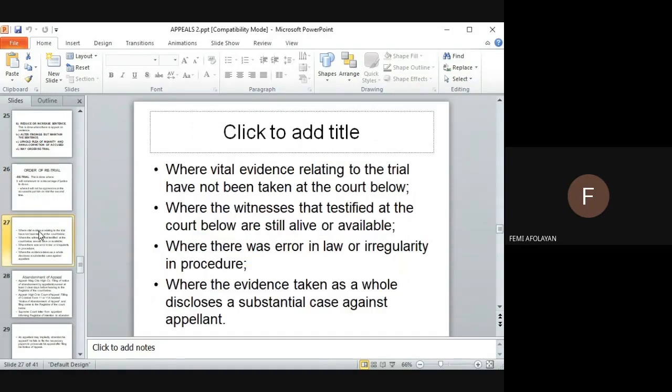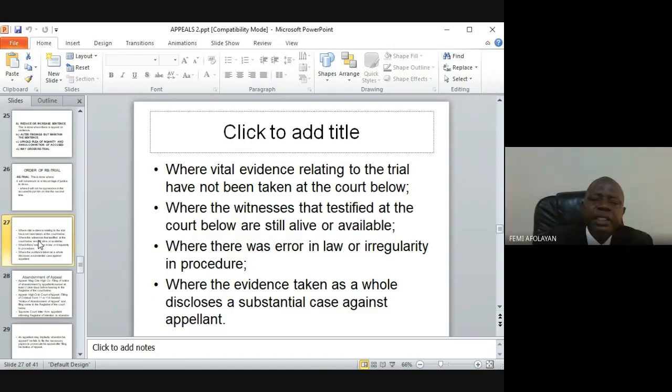Retrial is ordered where vital evidence relating to the trial has not been taken at the court below, or where the witnesses that testified at the court below are still alive or available and can be summoned to appear before the court to testify again, or where there was an error in law or irregularity in the proceedings at the lower court, or where the evidence taken as a whole discloses a substantial case against the appellant. In all this, the court may order a retrial.